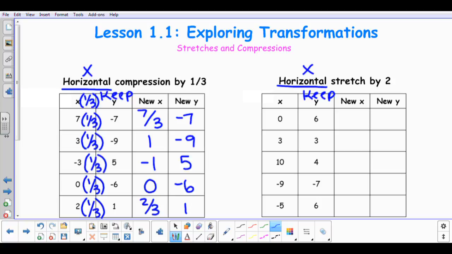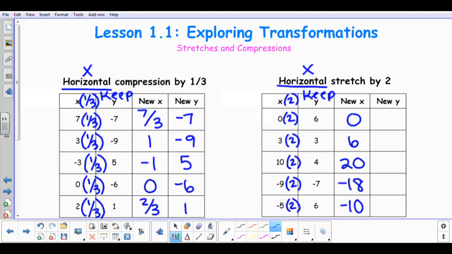Now when we do our horizontal stretch by 2, it's very similar. I'm going to just multiply each one of the x's by 2. I'll start with 0 times 2, and that'll be 0. 3 times 2 will give me 6. 10 times 2 will give me 20. -9 times 2 will give me a -18. And -5 times 2 will give me a -10. Like in the previous table, we said that we were keeping our y, so I will just recopy all of my y coordinates.